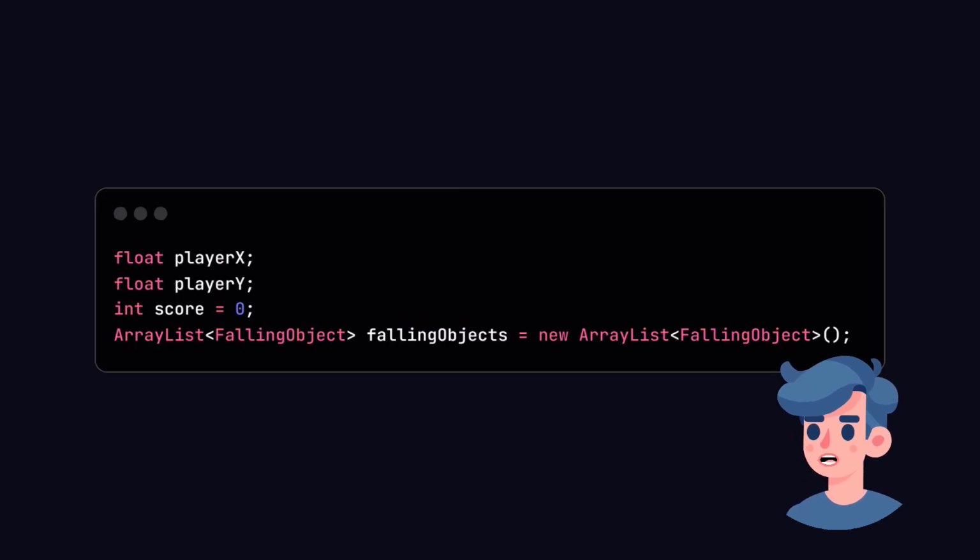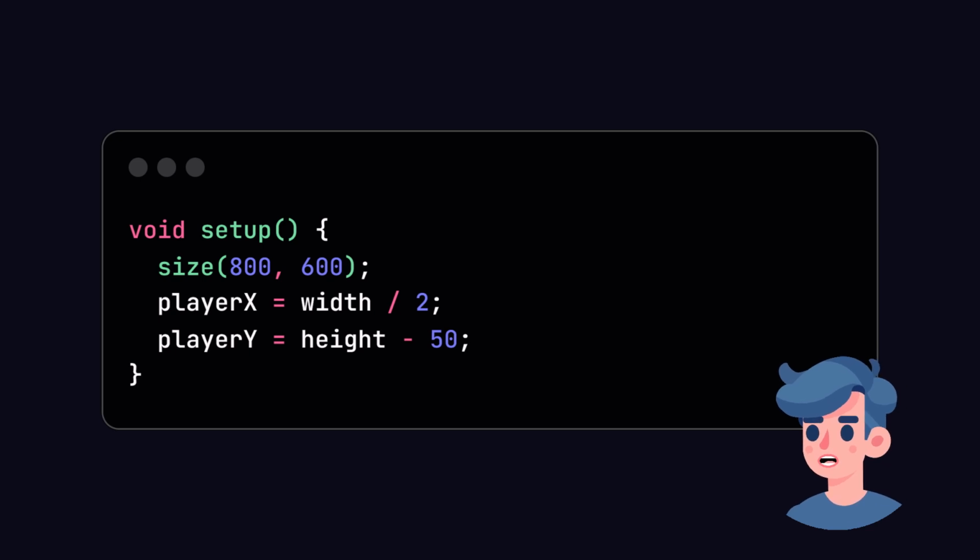The size(800, 600) sets the dimensions of our window to 800 pixels wide and 600 pixels tall. Now, let's add some variables that we will use later in our game. We will need variables to track the player's position and the falling objects. Now, let's initialize the player position. We'll set the player character to be in the middle bottom of the screen.